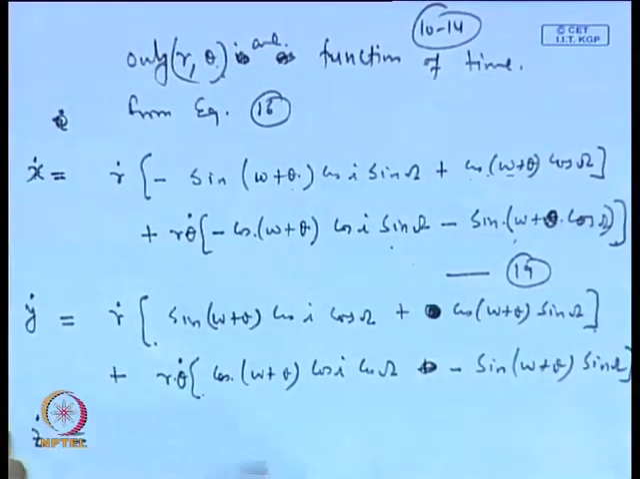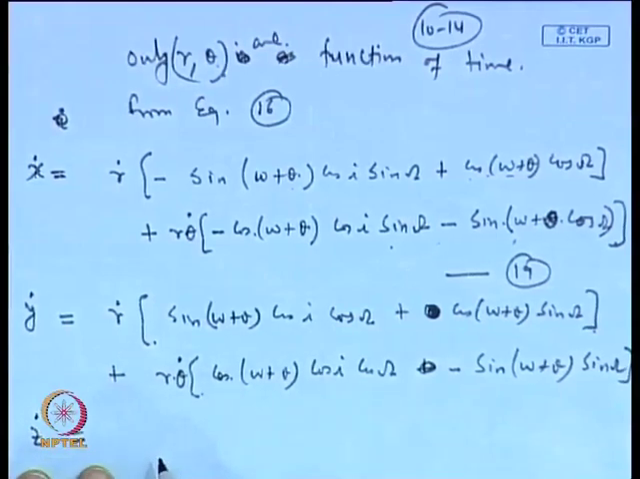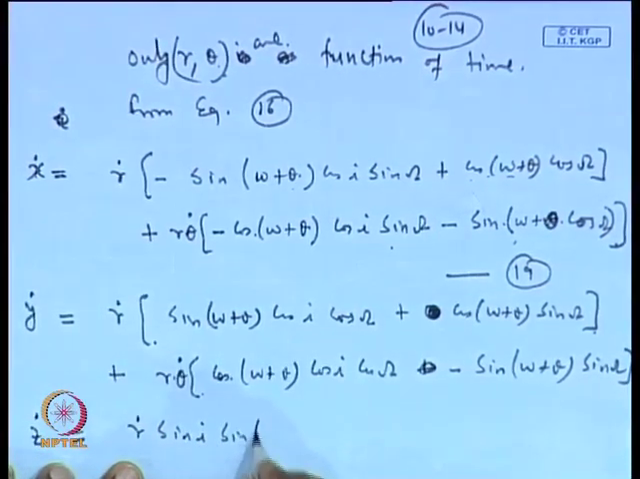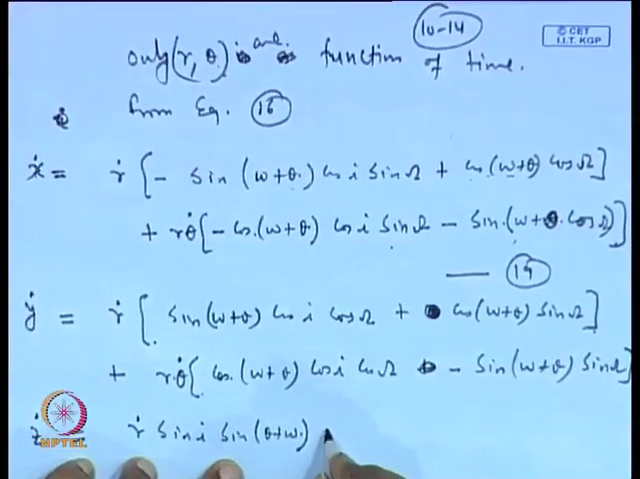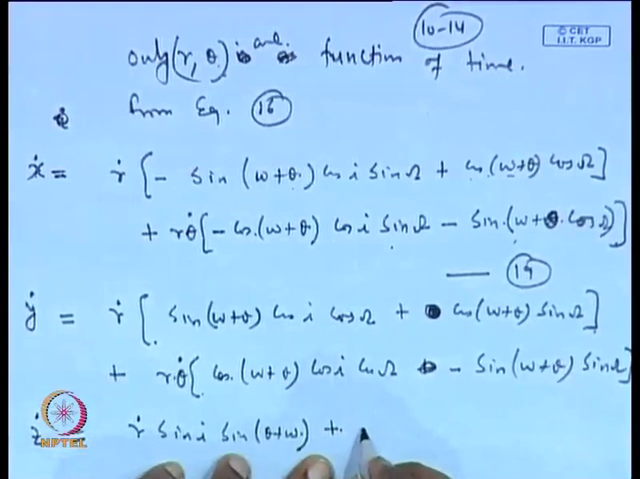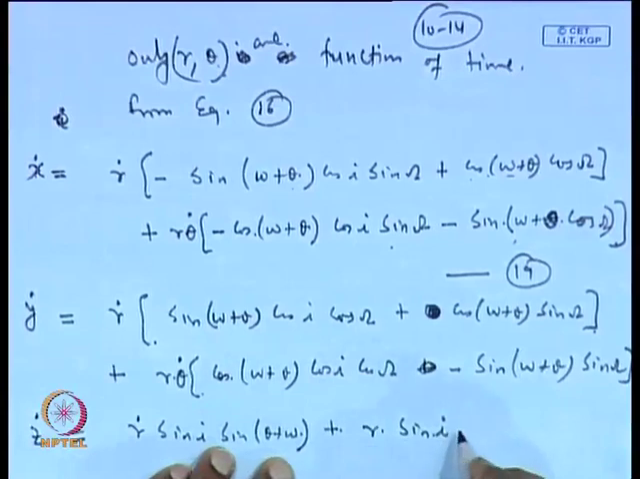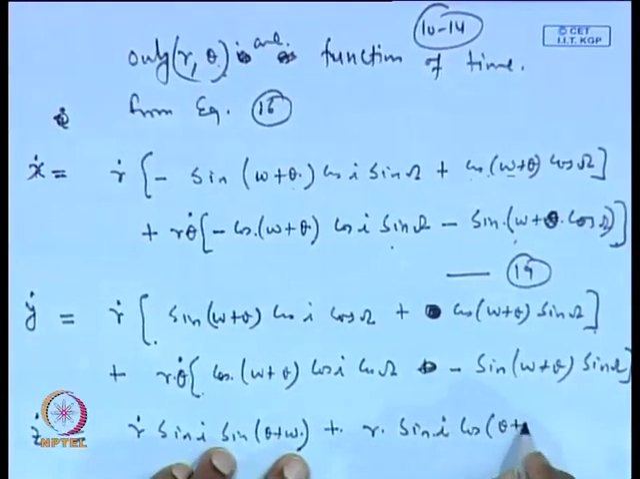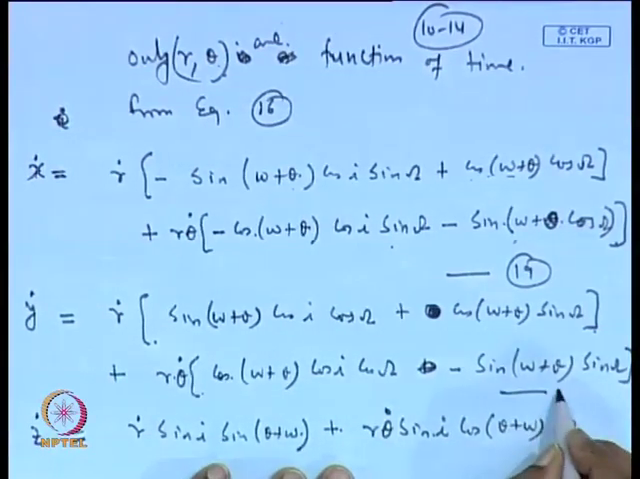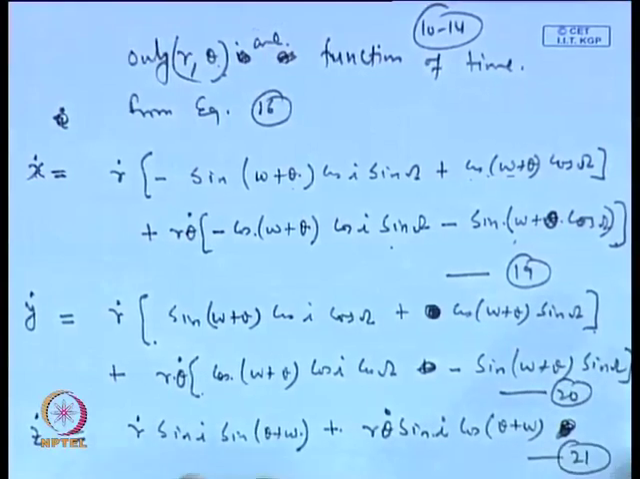And similarly, z dot we can write by taking the derivative of equation number 18. So, z dot will be r dot sin I times sin(theta plus omega), plus r times sin I, and the sin theta derivative will be cos(theta plus omega) times theta dot. So, theta dot we write here in this place. This is our equation number 20 and this is equation number 21.